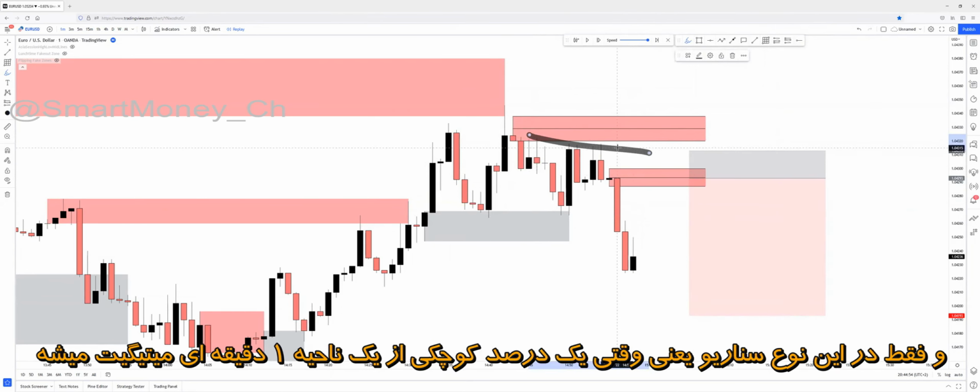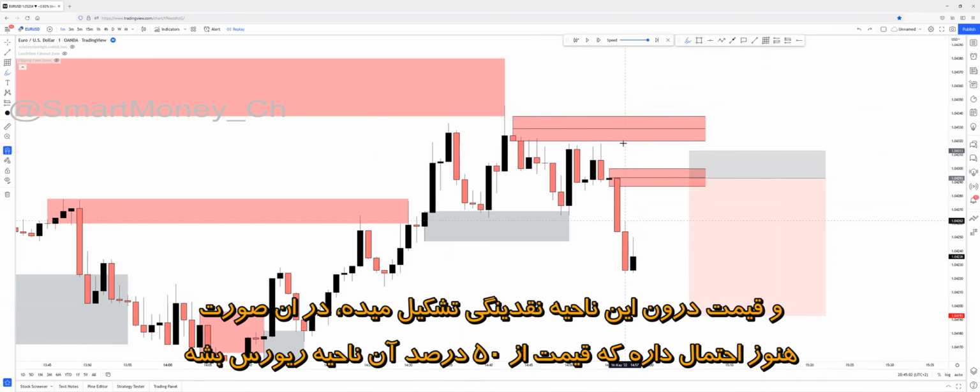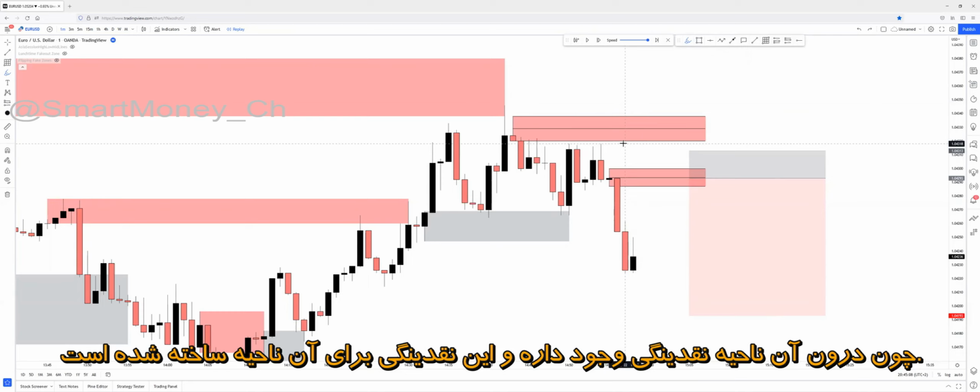And only in this scenario, when a 1 minute zone has been mitigated, for example, a small percentage of that zone has been mitigated, but price has built up liquidity inside of this zone, then there's still a chance that price will reverse on the 50% of that zone, because there's liquidity inside of that zone, and that liquidity has been built up for that zone.